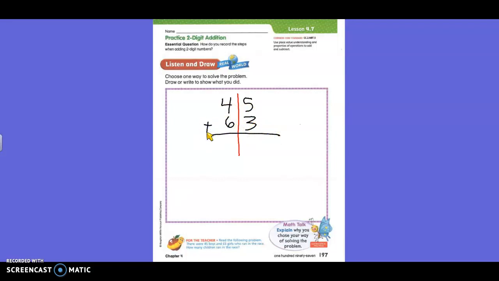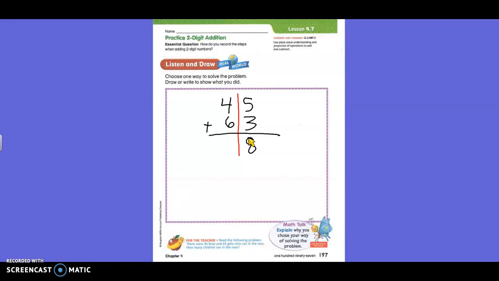Okay, I liked how some of you guys were already making this kind of look like that. Okay, first what do we do, boys and girls, when we are adding? Jason? Add the ones. 5 plus 3 is what? Lena? 8. 5 plus 3 is 8. Now look at the other side. 6 plus 4 is what?